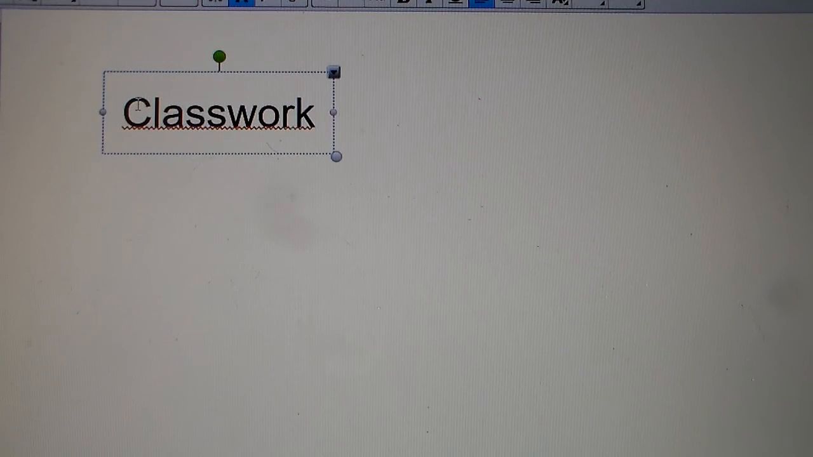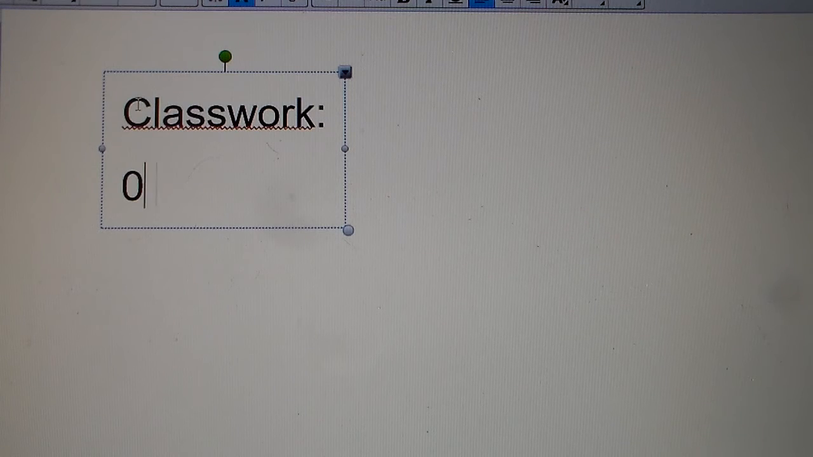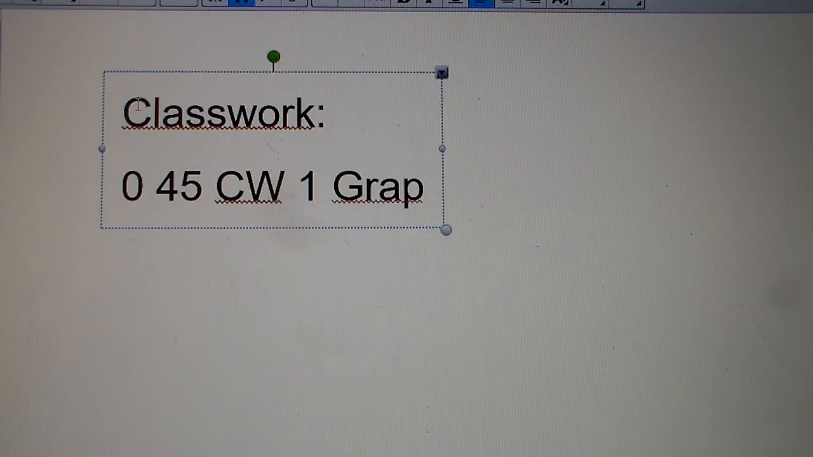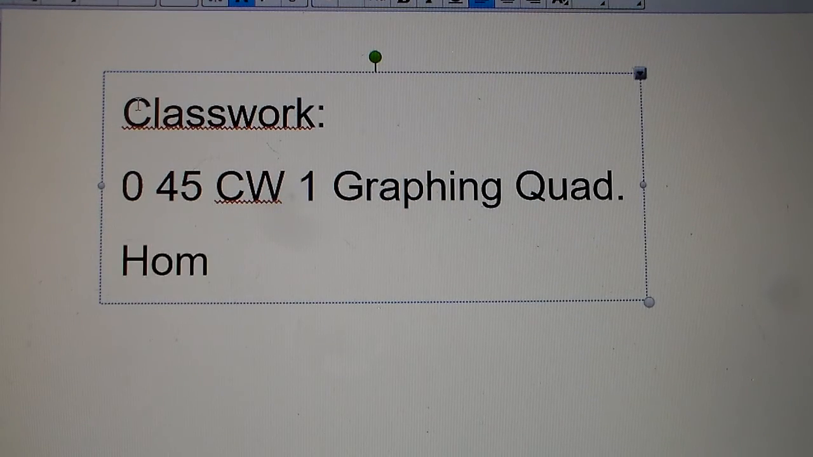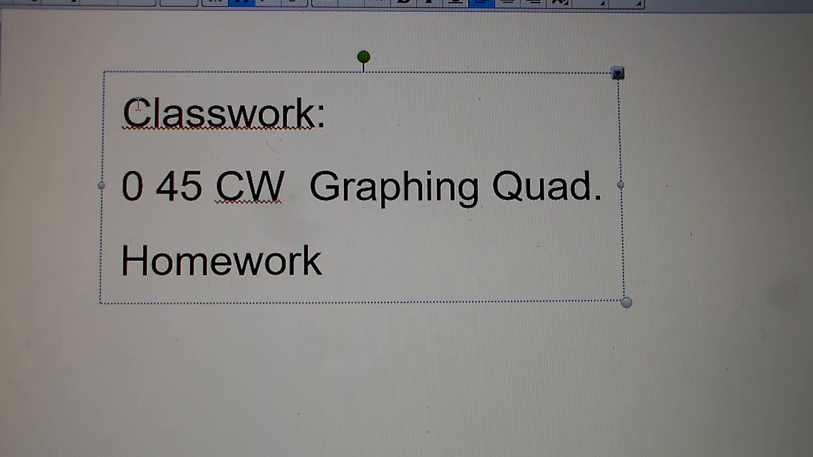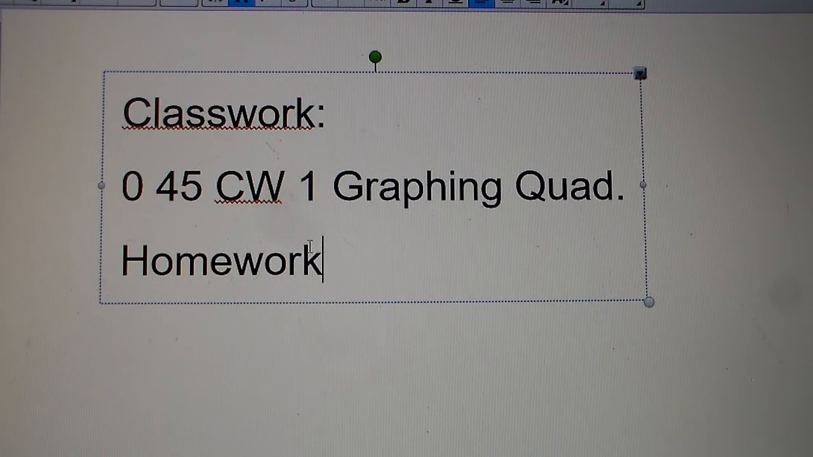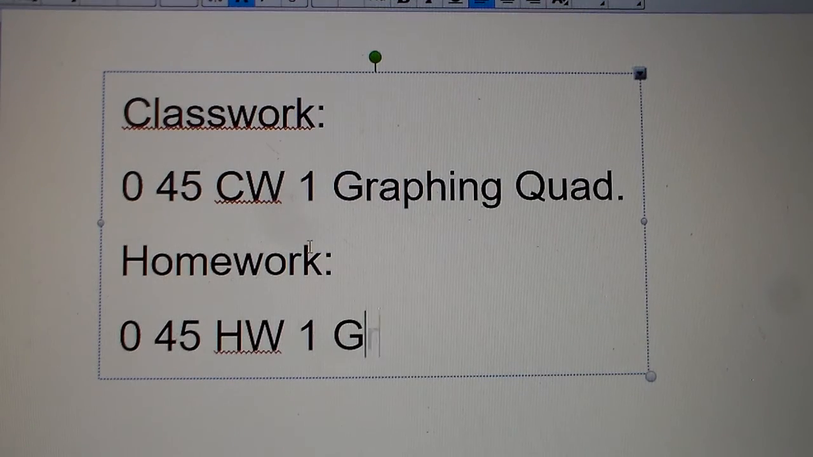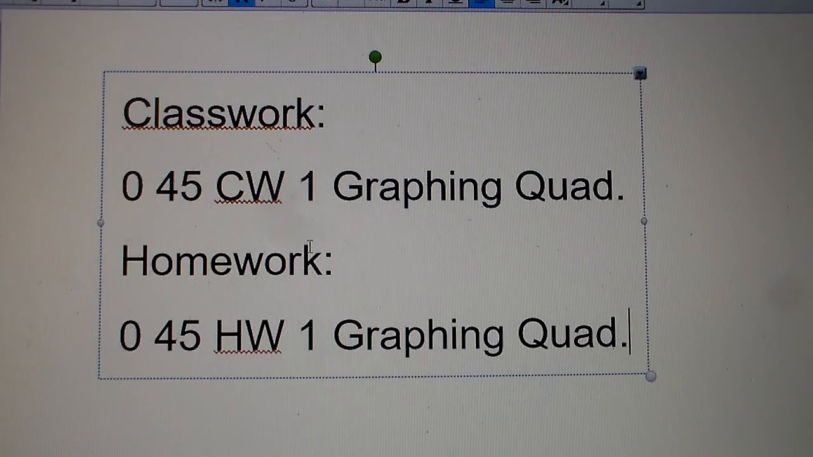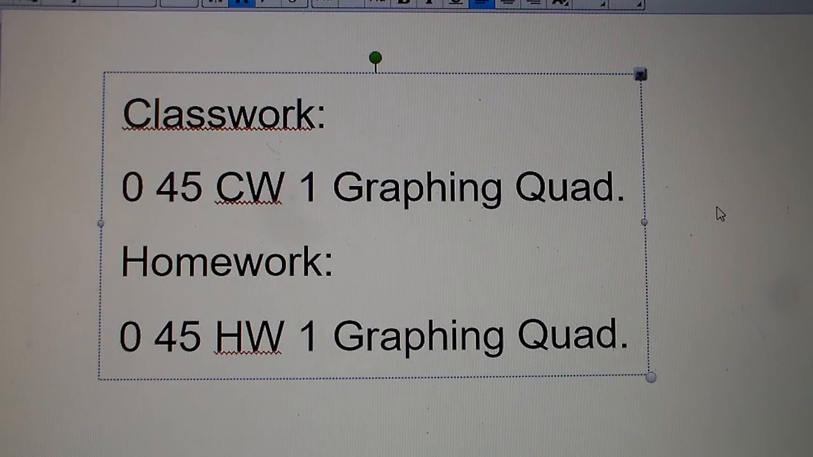So your classwork and your homework. Your classwork is going to be 045 CW1, graphing quadratic equations. And your homework is 045 HW1, graphing quadratic equations. Those will be found on those Google forms there.